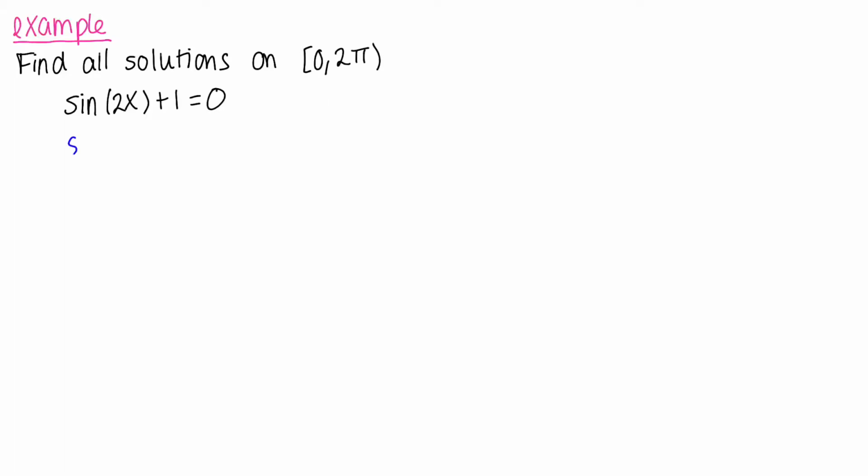So moving the 1 over, we have sine of 2x equals -1. And looking at the unit circle, the y value is -1 down here at 3 pi over 2. So normally we would say theta equals 3 pi over 2 plus 2 pi k. But here we're going to say 2x equals 3 pi over 2 plus 2 pi k. To get the x by itself, we're going to divide everything by 2.